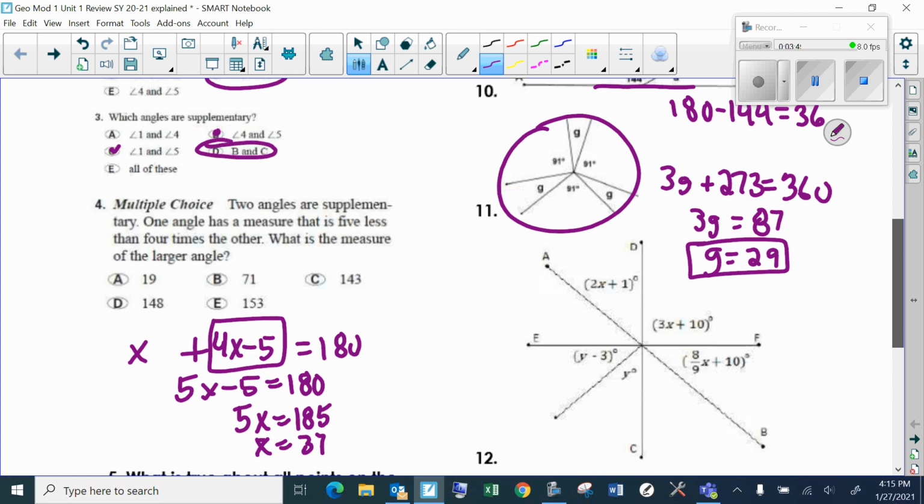So x is 37. Or I could plug in the 37 here and then just subtract it across. And that has to be the answer. 180 minus 37 is 143.